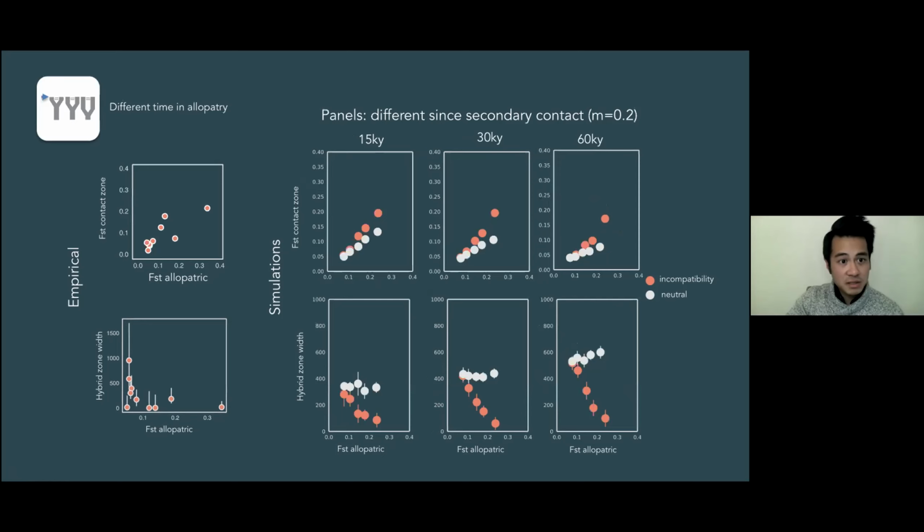But once we get to the different times in allopatry, which also, like I said, reflects different degrees of incompatibility accumulated, we see a much more consistent pattern with our empirical data. So you have a more linear relationship with FST in the contact zone and FST in the allopatric populations, as well as this rapid decrease, like I mentioned previously, of the hybrid zone width in the FST in the allopatric populations.